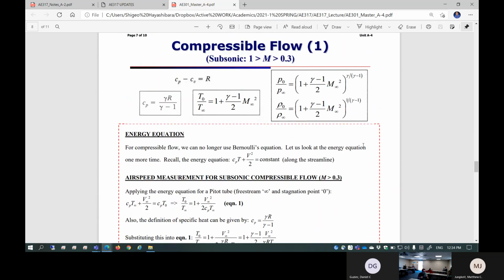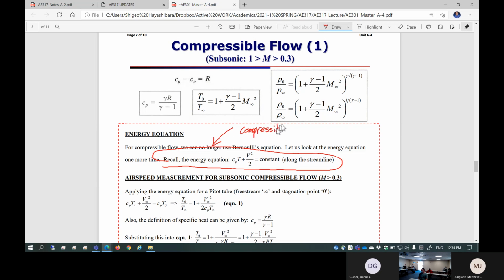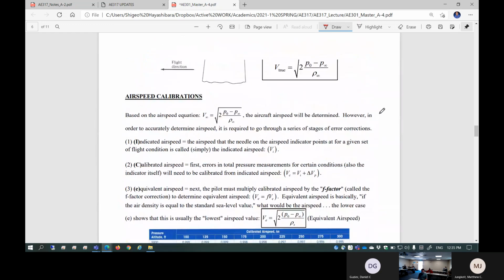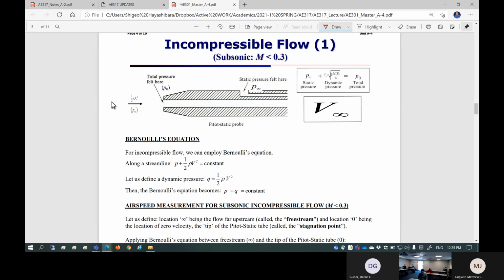So now the question is, if you go higher than 0.3 Mach number, you cannot use Bernoulli. So what do you do? You still use Bernoulli, but a different form of Bernoulli. This is the energy equation, the compressible form of Bernoulli's equation, also known as the energy equation. Starting from this energy equation, you apply it just like you did with Bernoulli's equation, for this picture here. You apply the energy equation along this path called a streamline.